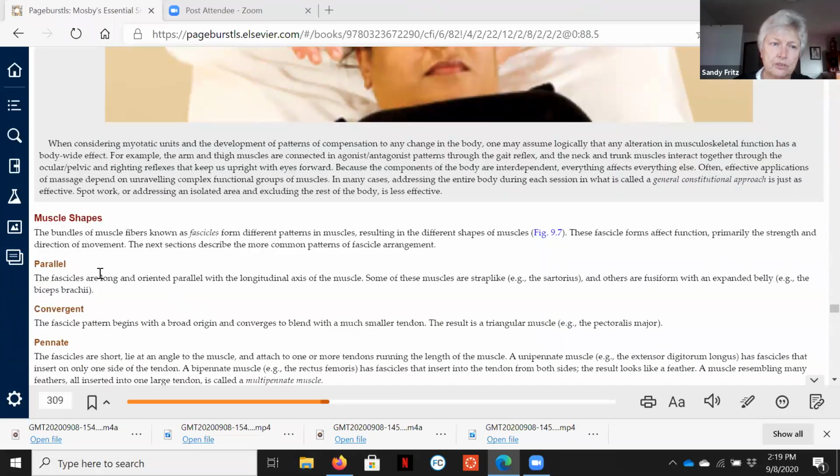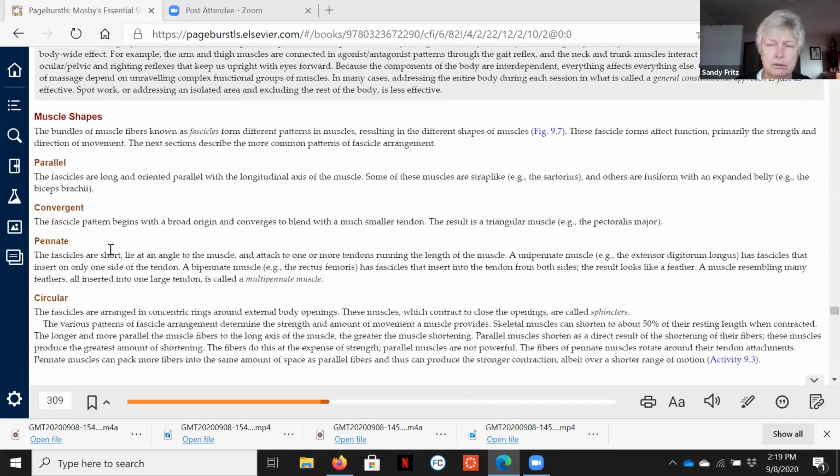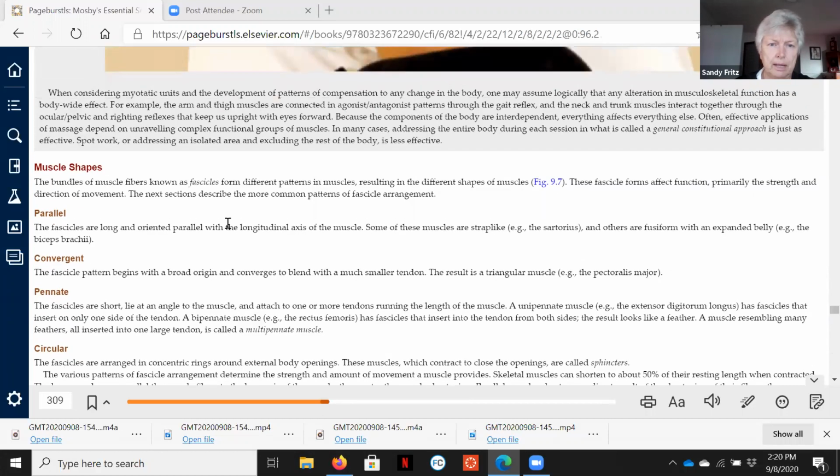The way things are shaped can determine its angle of pull and what it's really good at. So like a pennate muscle that looks like a feather, it doesn't pull very far, but it can pull really strong. Whereas parallel muscles can pull a long way, but they can't pull as strong.